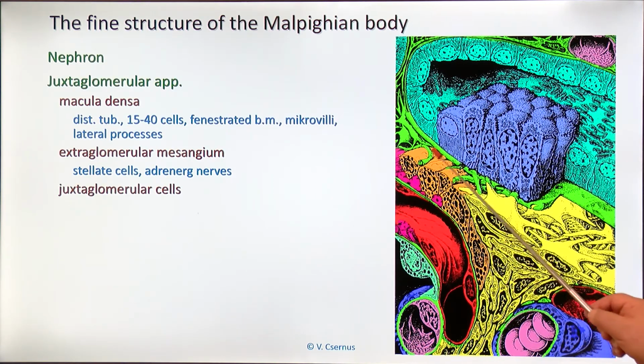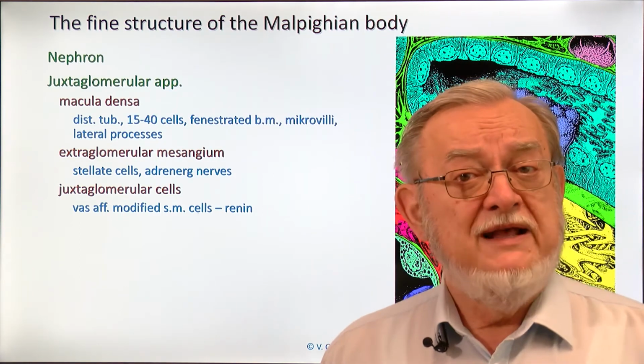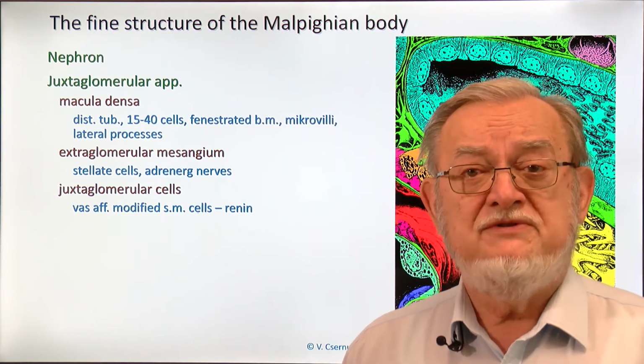The third one, and maybe the most interesting component, are the juxtaglomerular cells. These juxtaglomerular cells are smooth muscle cells in the wall of the vas efferens, and they are modified. By the way, smooth muscle cells have a remarkable complexity. They can do a lot of unexpected things. They can produce basement membrane.